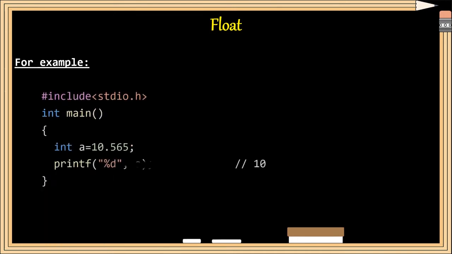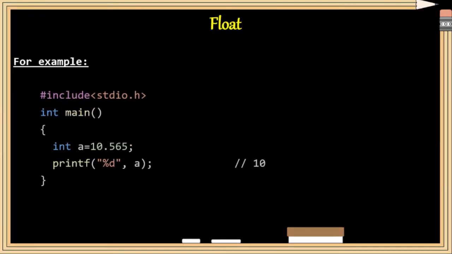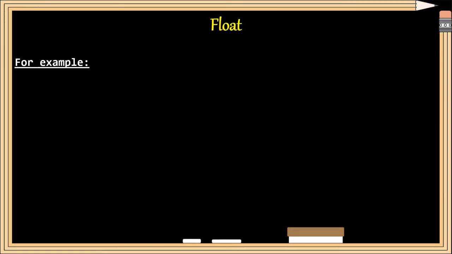In the example you can notice that a variable is assigned the value 10.565. But when you print it, you will get 10 as the output. This is because an integer can store only positive, negative and zero whole values. It cannot hold floating numbers. So the 0.565 is truncated in the case of the int data type here. This can be avoided by using the float data type.